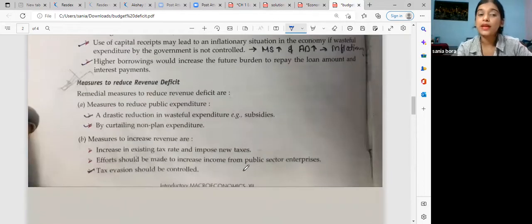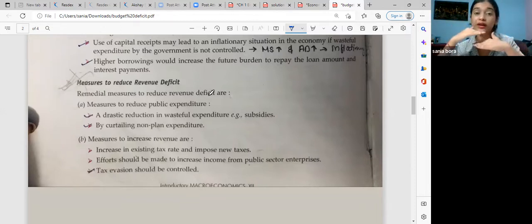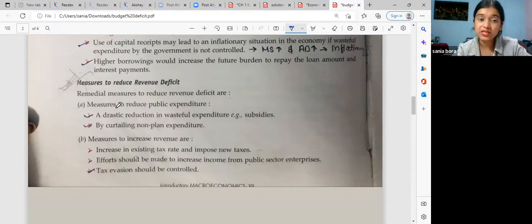Okay. Now government is already in problem. So of course I will suggest some measures to government, that okay, this is how you can manage it. So the first measure I will suggest is a measure to reduce public expenditure. Whatever money government is giving to the public, or whatever money government is using for public welfare, I'll ask the government to reduce it.